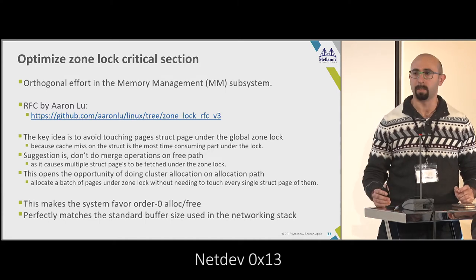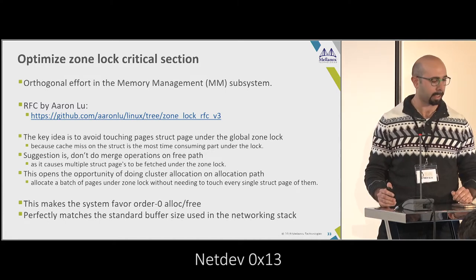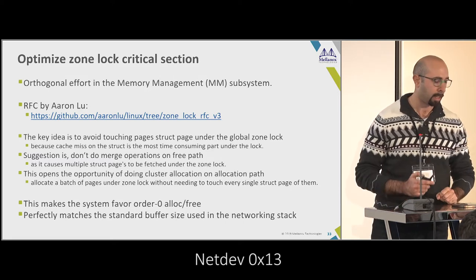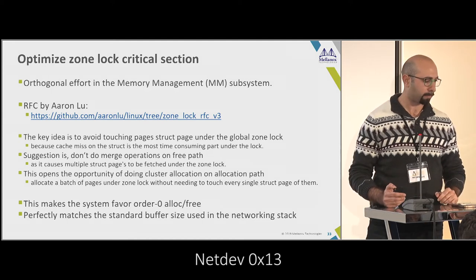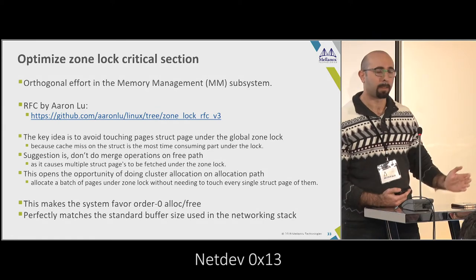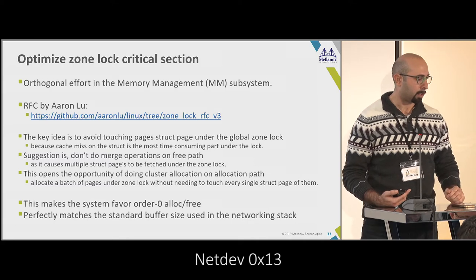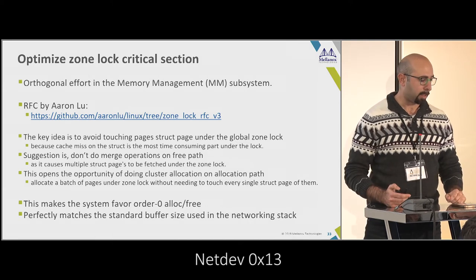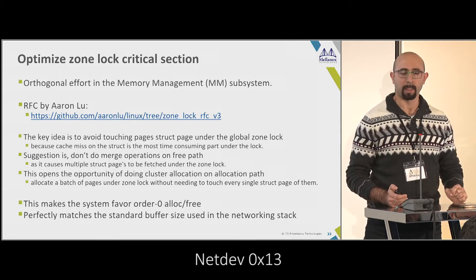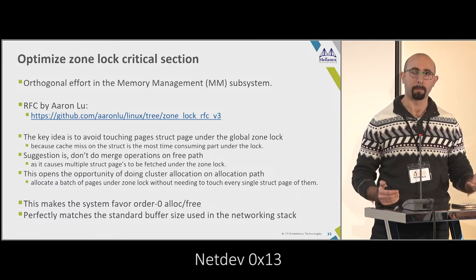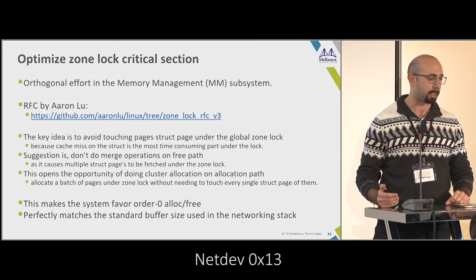And lastly, no matter how good you get in the network stack, an orthogonal effort can also be done in the memory subsystem, in the MM subsystem, to improve the scaling of the zone lock. So there is some RFC by Aaron Liu. I don't want to get into the idea, but he found some places to reduce the critical section, the number of operations and the cost of the operations that is done under the lock.